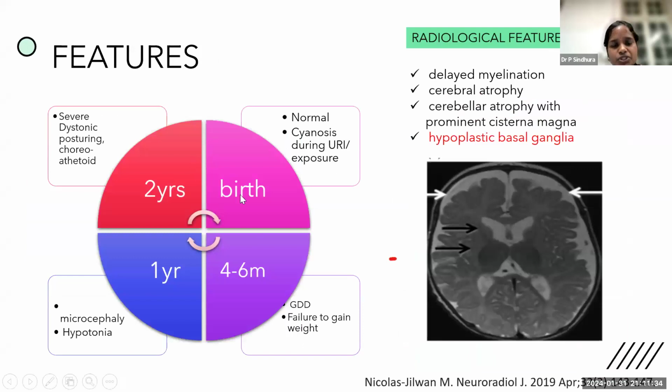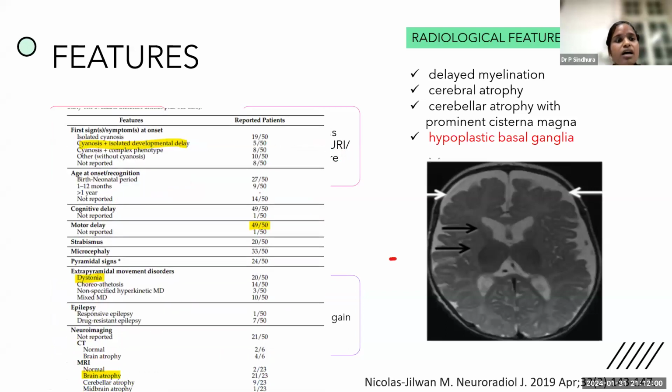So coming to the clinical features, most of the children at birth will be normal. There may be some cyanosis during upper respiratory tract infections or some exposure to agents. Around 4 to 6 months, the child eventually develops global developmental delay with failure to thrive. By 1 year, they develop microcephaly with hypotonia, and by 2 years, severe dystonic posturing and choreoathetosis. Although both our cases had very early onset dystonia, so probably this is an expanding spectrum.